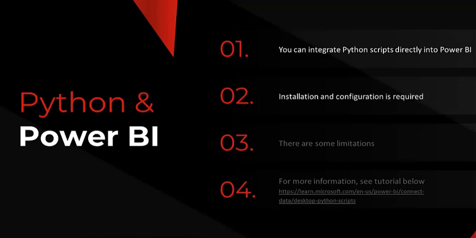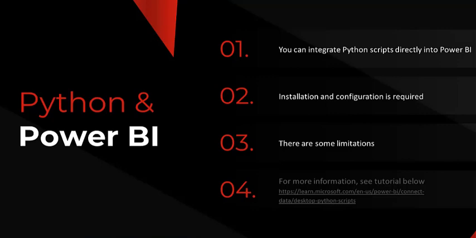2. Installation and configuration of Python in Power BI. To enable Python integration in Power BI, you need to ensure that Python is installed on your machine and properly configured. This involves installing Python and the required libraries, setting up the Python environment, and configuring Power BI to recognize and interact with Python scripts. The exact steps for installation and configuration may vary depending on your operating system and Power BI version. 3. Limitations of Python in Power BI. While the Python integration in Power BI offers flexibility and functionality, there are certain limitations to be aware of.